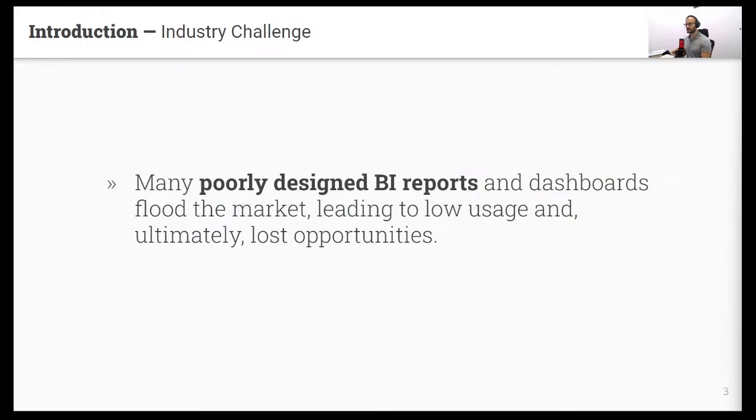We have seen too many poorly designed BI reports and dashboards flooding our market, which could lead to low usage and ultimately lost opportunities for business. These poorly designed reports might also lead to frustration, cognitive overload for the user, and also disengagement.